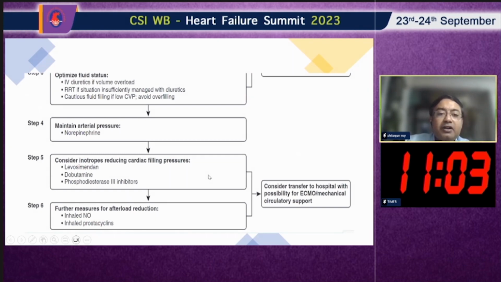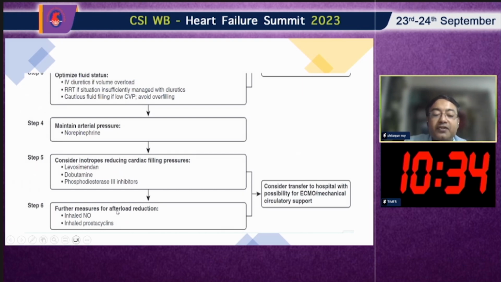The next part of the management will be to maintain a normal arterial pressure or mean arterial pressure. It is usually done by norepinephrine or other vasopressors. We will discuss briefly the clinical clues for using these medicines. We have to consider inotropes like levosimendan, dobutamine, or PDE5 inhibitors in certain cases to reduce the RV afterload or the pulmonary artery pressure and to reduce the cardiac filling pressures.